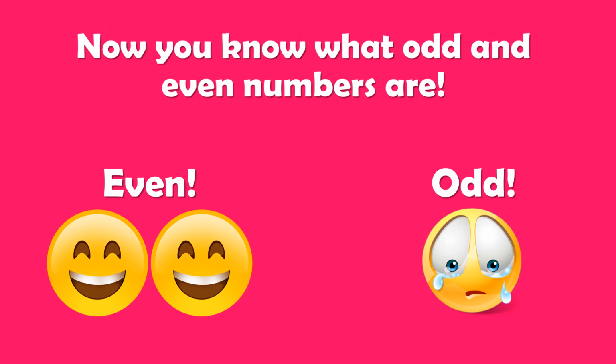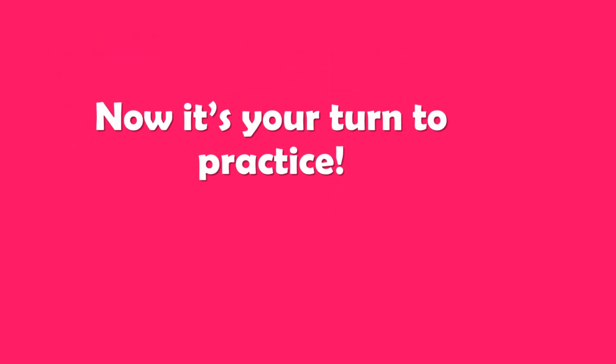Now you have learned what even and odd numbers are. Don't forget that even numbers are numbers that can be separated into pairs, and odd numbers are numbers that cannot be separated into pairs. They're the lonely ones, okay? And remember, odd are lonely and even have buddies. Now it's your turn to practice.